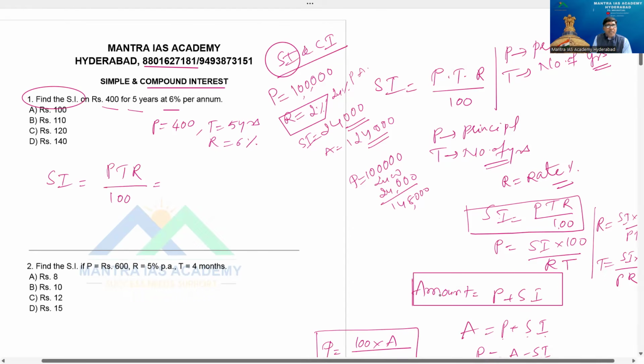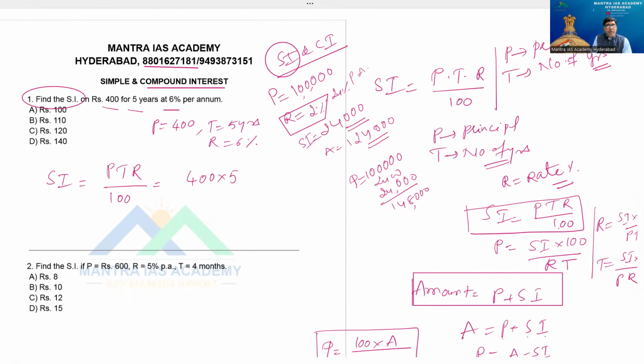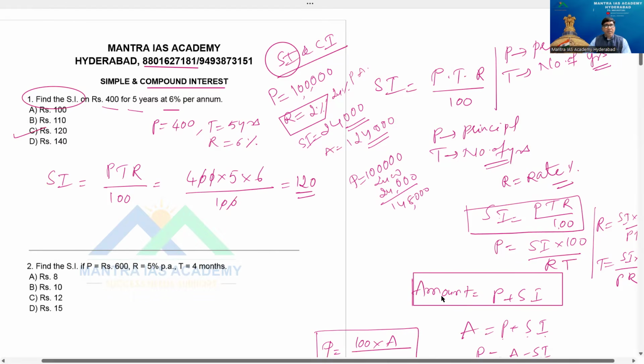Just for the sake of practice, I'm telling it again here. Principal P is 400, time 5 years, rate 6% by 100. The only thing in this case is that calculation is important. So the zeros cancel, 4 5s are 20, 20 6s are 120. So 120 is the simple interest. The answer to this question is 120, option C. That's it. Go to the second question.